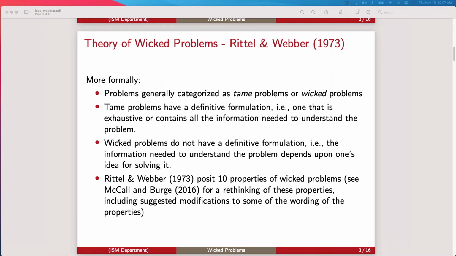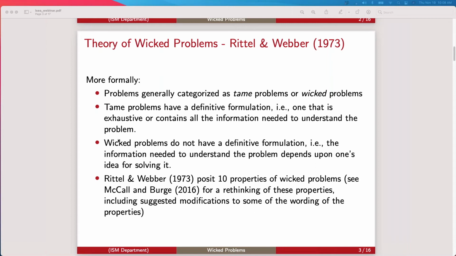And more formally, what this means is that problems can be generally categorized as either tame problems or wicked problems. And what I think I'm seeing, and of course I don't know for sure because I don't have the experience, from the last two slide sets is sort of tame problems, in the sense that there is a definitive formulation of the problem, right? So here, Rittel and Webber define tame problems as having a definitive formulation, that is, one that is exhaustive or contains all the information needed to understand the problem.